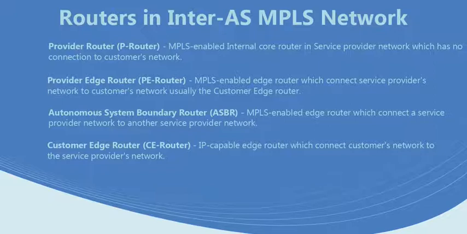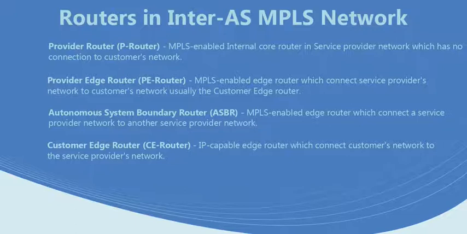Then the provider edge router is that router that sits at the edge, the access point, the access position of a service provider's network. This router has capability to communicate with the P router using the MPLS label and also with the customer edge router using IP routing.